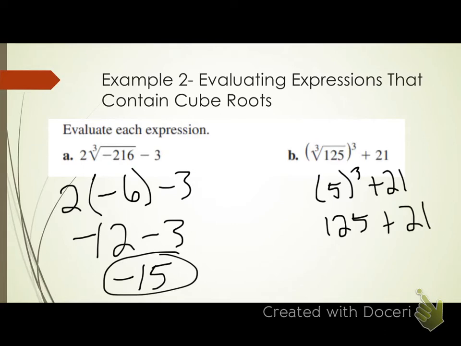And then 125 plus 21 gives me 146. So there's my expression evaluated. It's the numerical value of that expression. So hopefully you're good with evaluating expressions. Now you just got cube roots thrown in there, so it should not be too bad. Next set of examples.